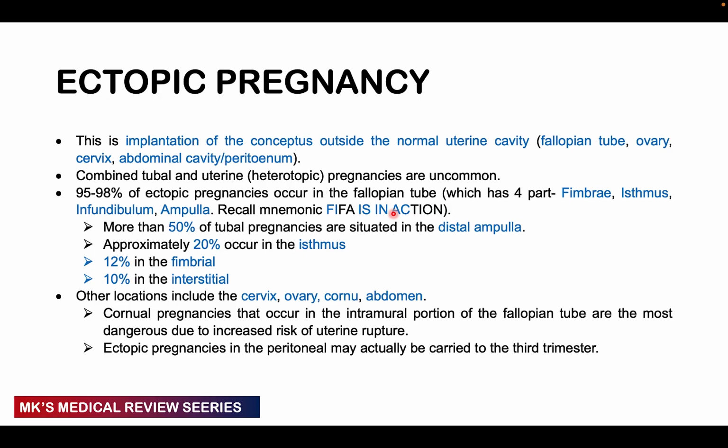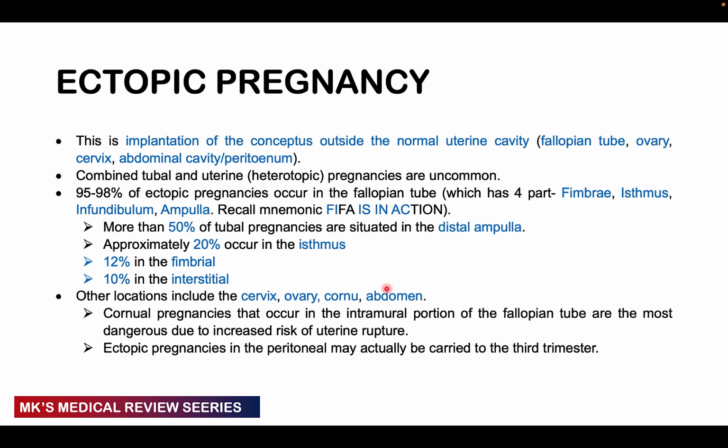Remember that most of the ectopic pregnancies, over 50% of them, are going to be situated in the distal ampulla. 20% of them will be found in the isthmus, 12% will be found in the fimbriae, 10% will be found in the interstitial part. And you may get other locations such as the cervix, the ovaries, the cornu, and the abdomen.